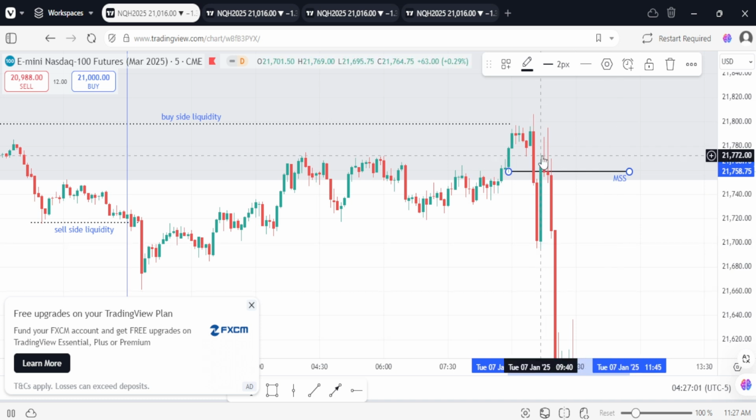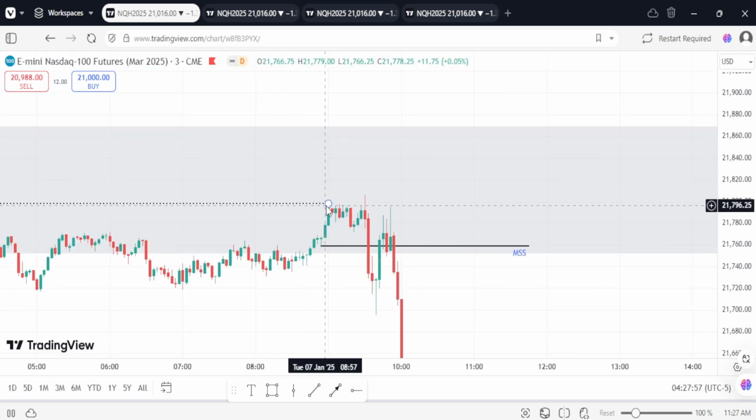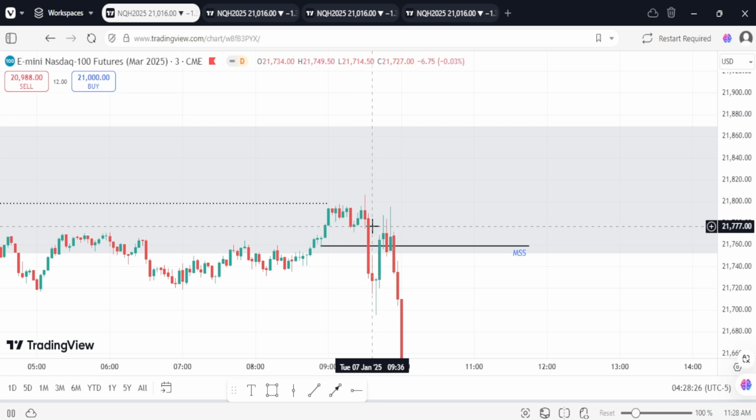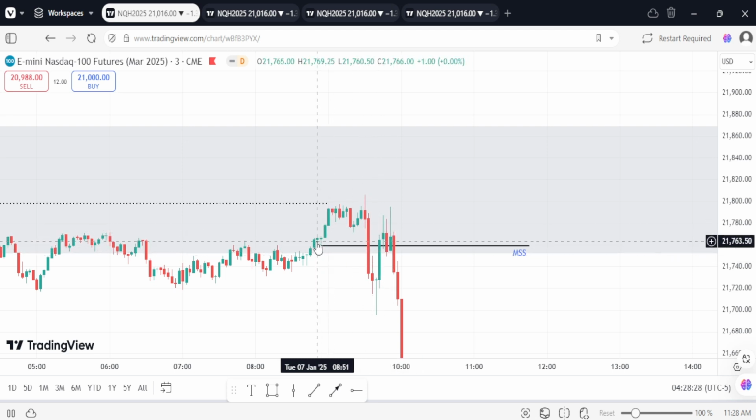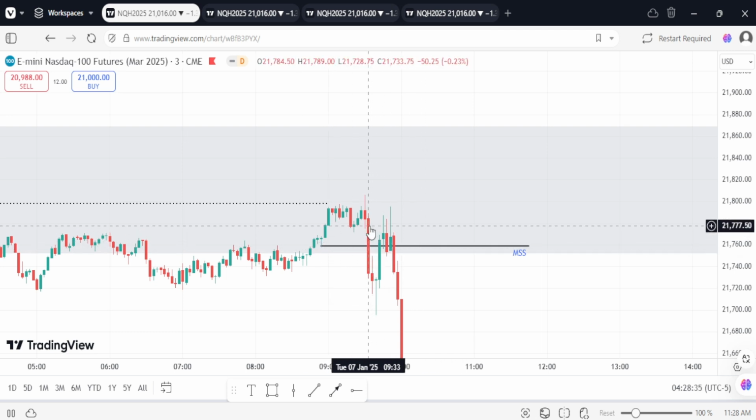Now we are going to drop into a 3-minute time frame. You can see that the price swept this liquidity here. This is that high that we marked on our 15-minute time frame, and dropping into the 3-minute time frame, here is a break in market structure, and this is another break in market structure. So by marking this break of market structure, we are going to mark a fair value gap.